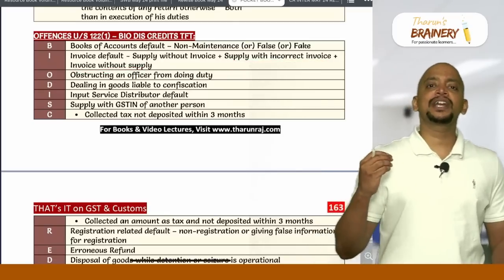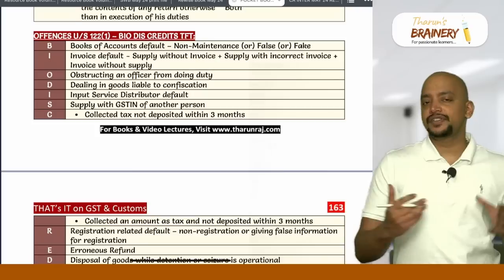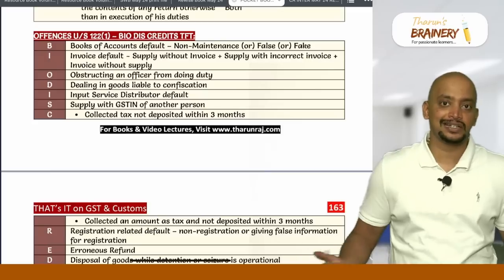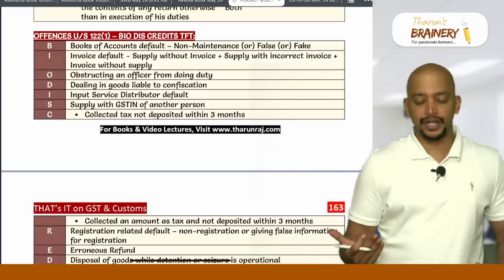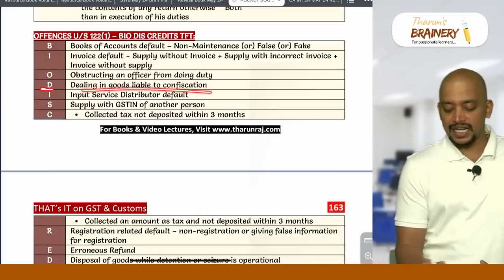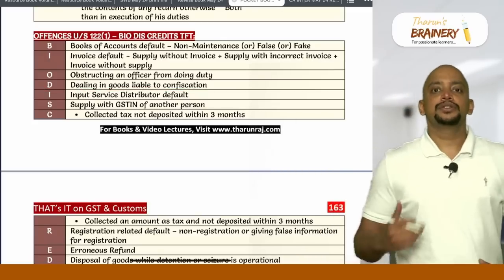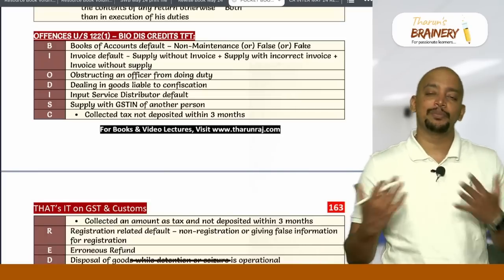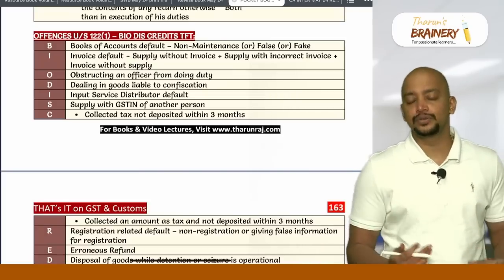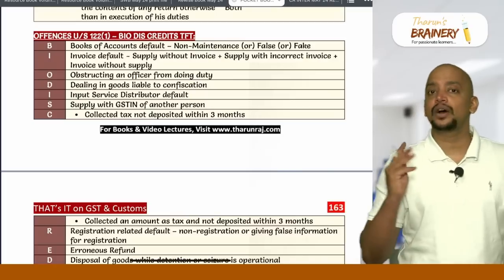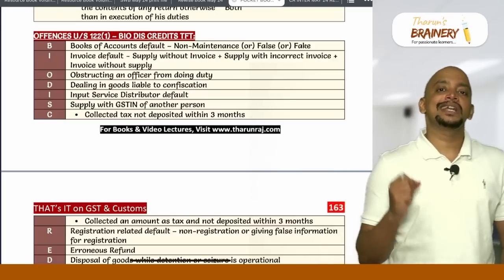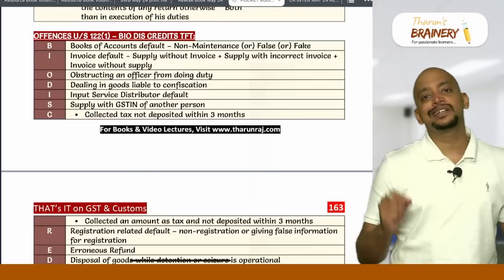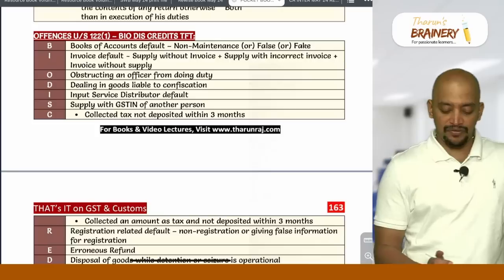O for obstructing an officer from doing duty. An officer is coming into our premises for the purpose of inspection or any search, and we stop the officer from doing his duties. Then D for dealing in goods liable for confiscation. I am storing, selling or buying goods which are liable for confiscation. This is known as dealing in goods liable for confiscation, meaning unaccounted goods. If I am involved in any transaction related to unaccounted goods or goods without any invoice, then it is called dealing in goods liable for confiscation.